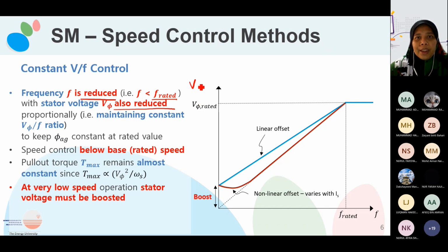Okay. Vt new equal to k Vt rated, kan? Nanti we calculate lah for the phase voltage. So in this case, you want to maintain the V over F ratio. And this method is suitable for below rated speed where the pull out torque remain almost constant.